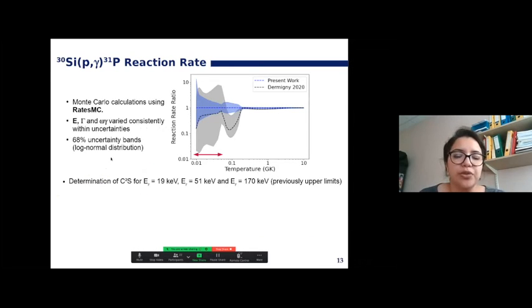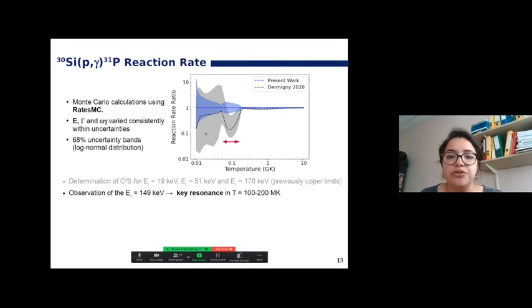So once the proton width is obtained, the reaction rates are evaluated based on a Monte Carlo method using the code RatesMC, where the energies, the widths, and the strengths are varied consistently. Gray bands in this figure show the 68% probability coverage from the previous study, while the blue ones are those from the present work. The experimental proton width determination of the lowest energies at 19, 51, and 170 keV enabled us to reduce the uncertainties on the reaction rate at lower temperature by a factor of 50.